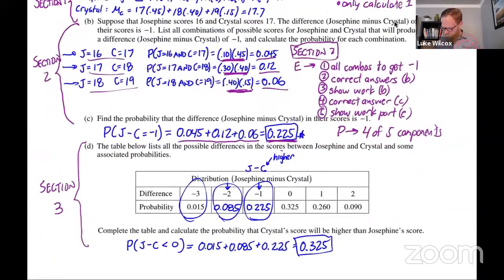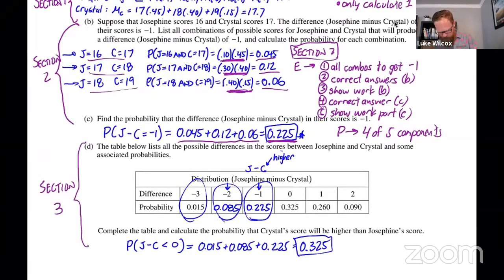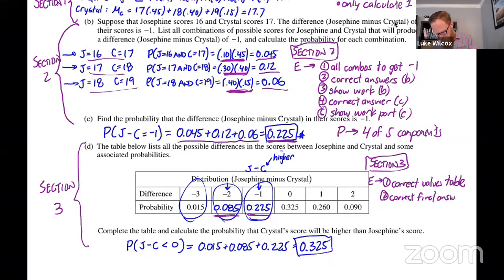And let's get to section 3, the very last part here. Let's talk about how we would grade section 3. In order to get an essentially correct, there are 2 components that are needed. First of all, you have to have the correct values in the table. And there were 2 of them, right? This value and this value have to be correct for component 1. And then number 2 is to have the correct final answer and show work.